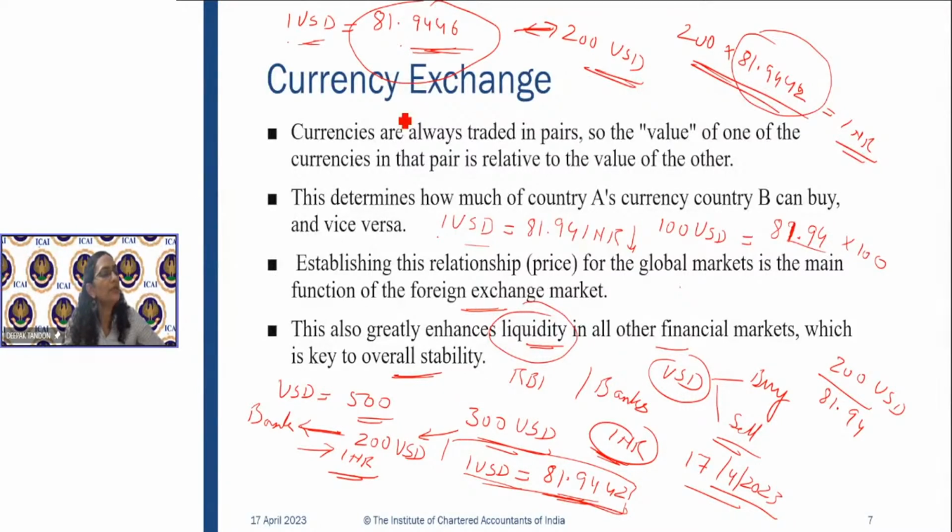It happens in a fraction of a second, Varsha. The rate fluctuates. You buy from the banks. Any foreign exchange transaction cannot happen without a bank or authorized dealer. Authorized dealers are banks which are appointed by the Reserve Bank of India.